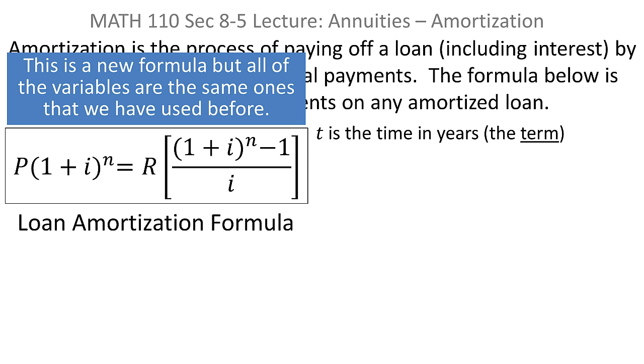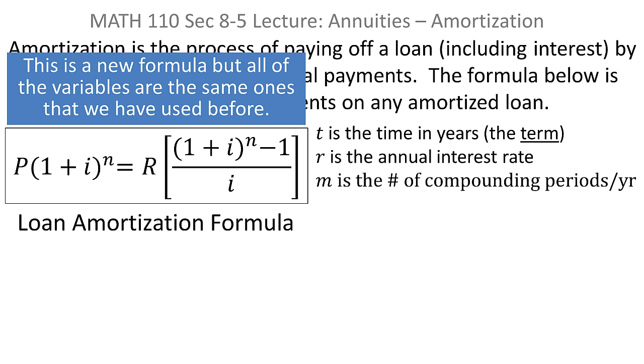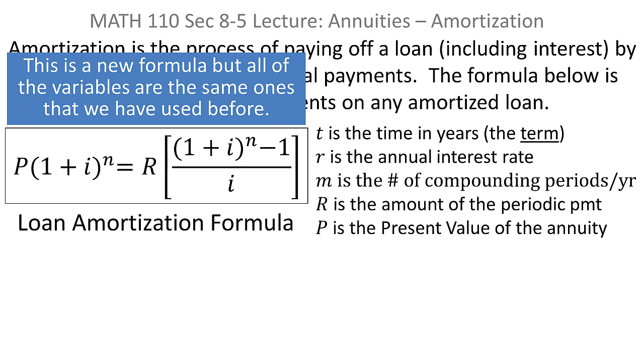So for instance, little t is the time in years. We call that the term. Little r is the annual interest rate as usual. Little m is the number of compounding periods per year. Capital R is the periodic payment. And capital P is the present value of the annuity.